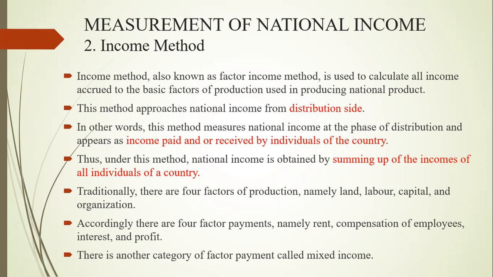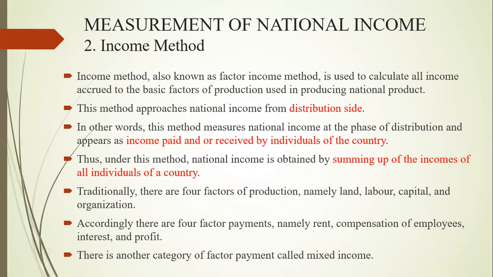The income method, another name for which is the factor income method, is where we calculate all incomes accruing to the basic factors of production used in producing the national product. Meaning, we will add all the income paid or received by individuals of the country. So this method approaches national income from the distribution side.